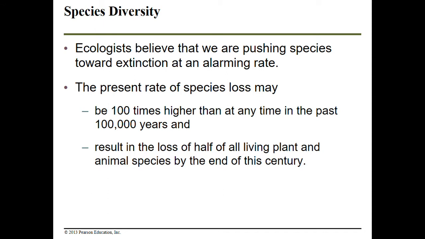By the end of this century, we'll have lost about half of all extant. Extant means living. So extant animals are still around today. Extinct means they're gone. But anyways, we'll have lost about half of all of our living plant and animal species. Throughout history, we've seen 5 mass extinction periods, and we are currently going through our 6th.